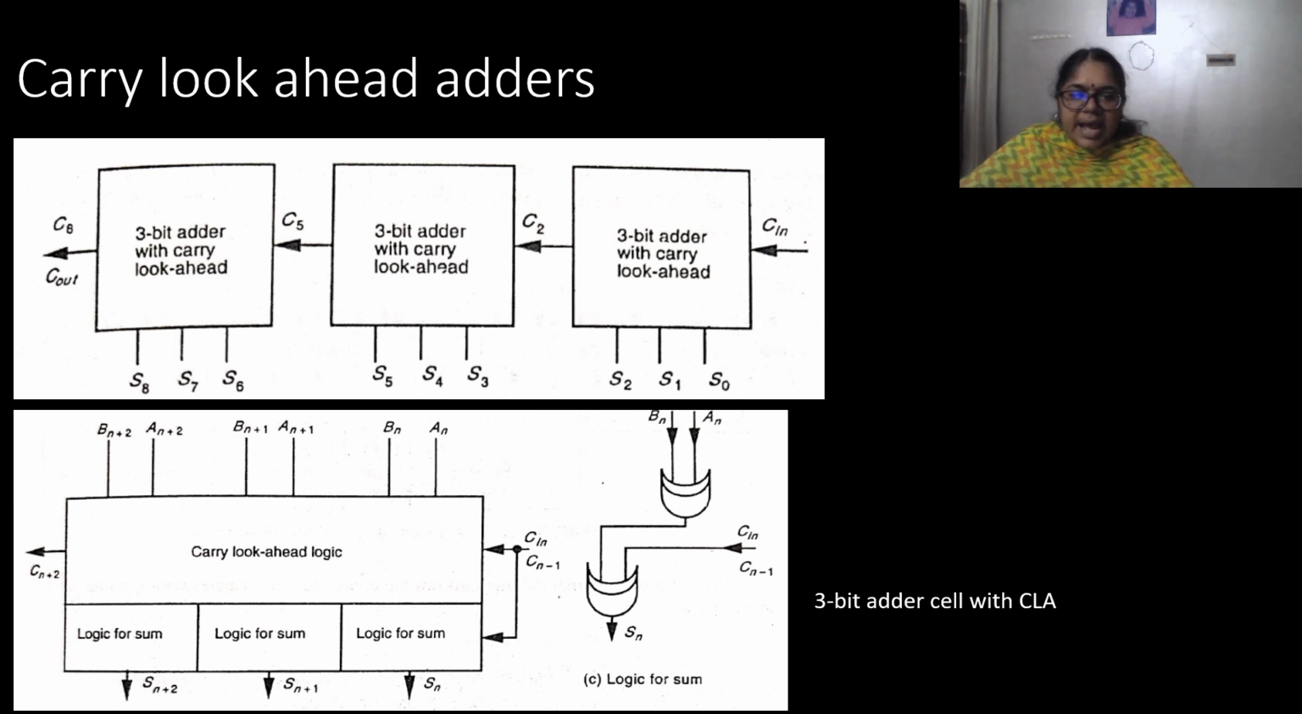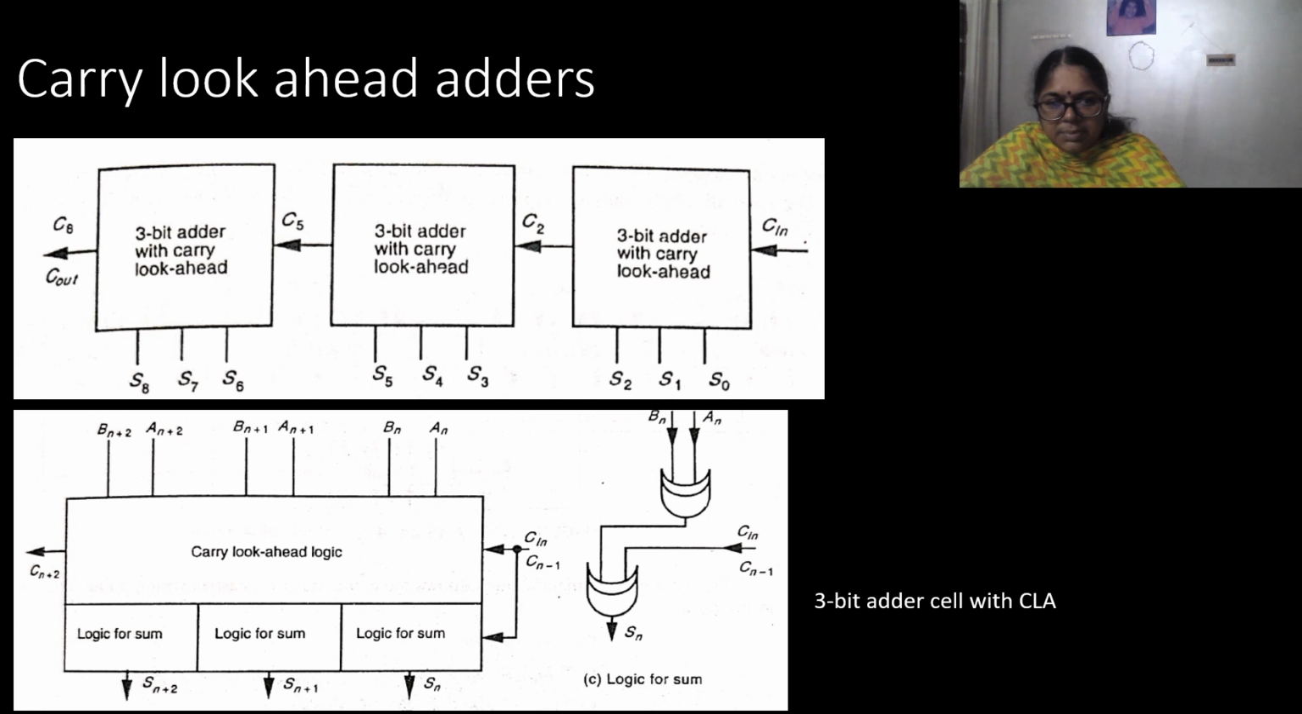Now this is the 3-bit adder cell. I told you 3-bit adders with carry look ahead are being cascaded. So one 3-bit adder block is in this fashion. Here you have the carry look ahead logic. The carry look ahead logic is going to generate the propagate signal P and generate signal G. Using these and the carry input Cin, the new carry is going to be generated, and similarly the sum is going to be generated.